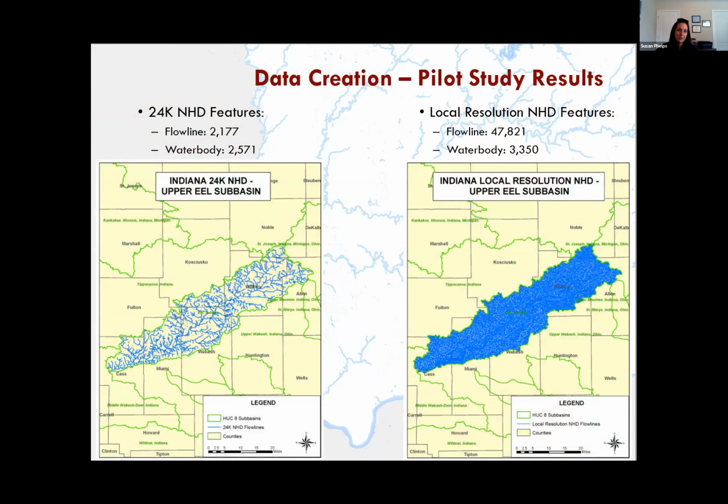Okay, so we mentioned that we had done a pilot study as part of this project. So this is actually the results of that pilot study. This is the Upper Ill Subbasin. And you can see just how much more dense the stream networks are when looking at the 24K versus the local resolution NHD. And here's some quick stats on the number of features from the 24K versus this local resolution product.